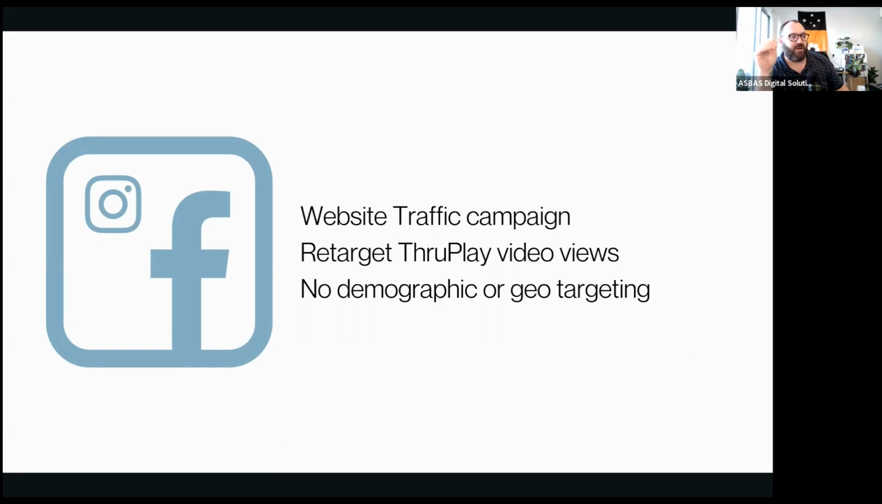And we're not telling it, oh, they need to have seen this ad, plus they need to be women between 25 and 39 who like, I don't know, baseball. We're not getting that specific. We're just retargeting people who viewed that first ad.